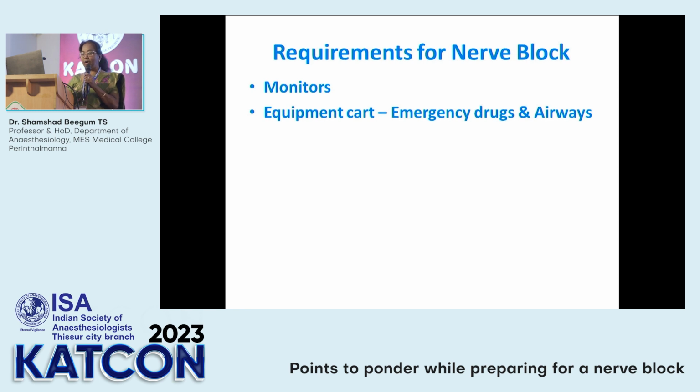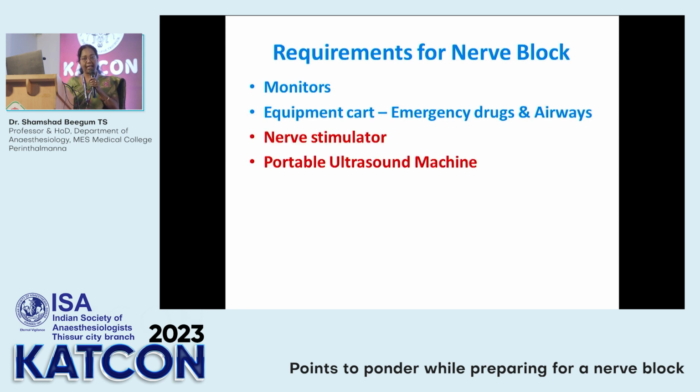And there should be an equipment cart. The equipment cart should include emergency drugs as well as the airways, and all other associated things, like to sterilize the area, including the marking pen, as well as the block equipment, which I will be coming to later. The marking pen should be there, to mark where to puncture for the nerve blocks. And also we need the nerve stimulator as well as a portable ultrasound machine.